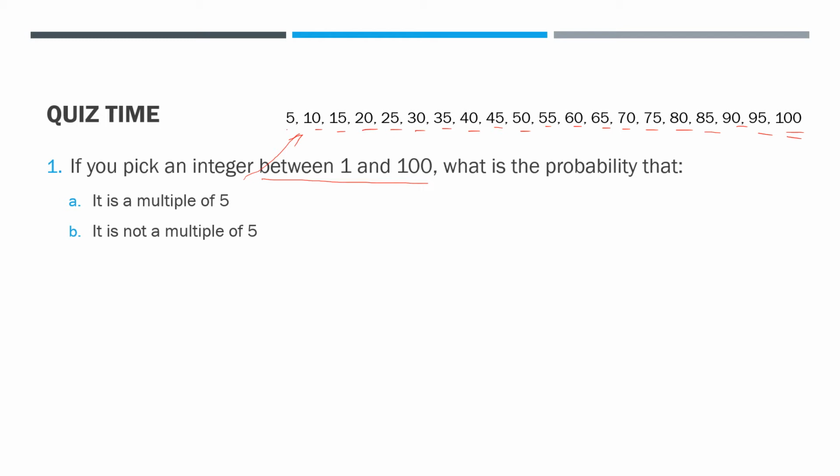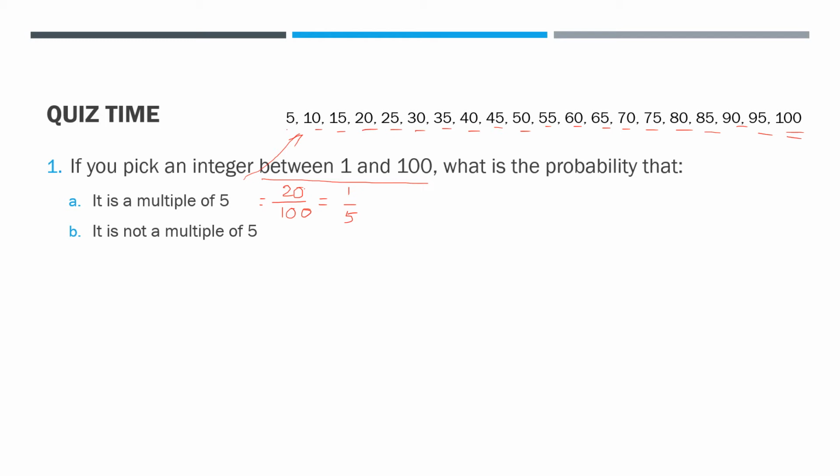So what is the probability now? Of the total number of numbers, which is 100, 20 are multiples of 5, which is 1 over 5. The probability of finding a number that is multiple of 5 is 1 over 5.